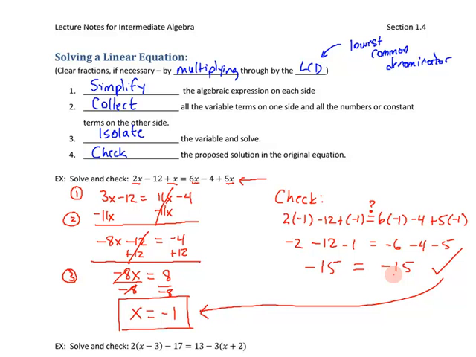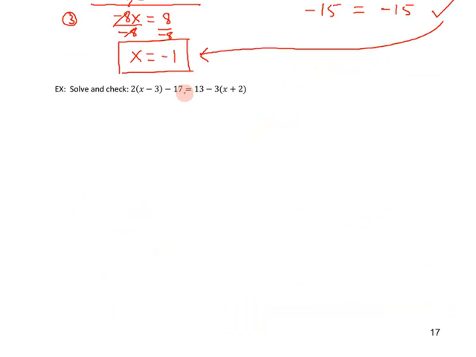Alright, let's do another one. Again, I'm going to go through my steps for solving this particular equation. The equation we're asked to solve here is 2 times the quantity x minus 3, all minus 17, is equal to 13 minus the quantity 3 times x plus 2. Okay? Let's do it. Step 1, simplify both sides, which means on the left-hand side we need to multiply things out. So distribute the 2.